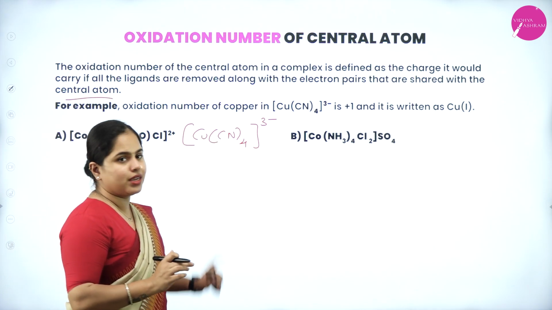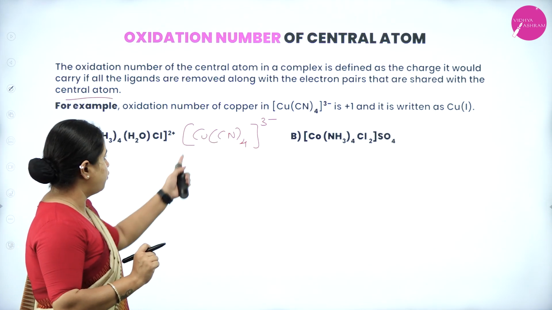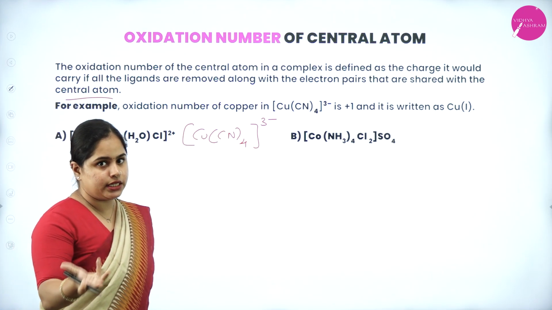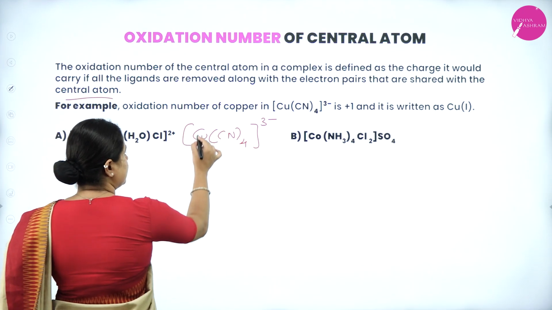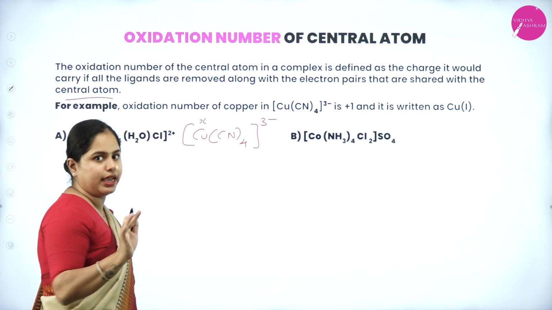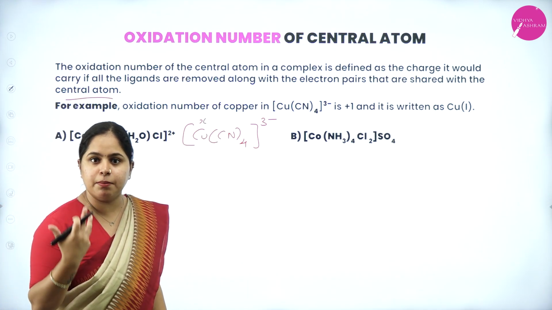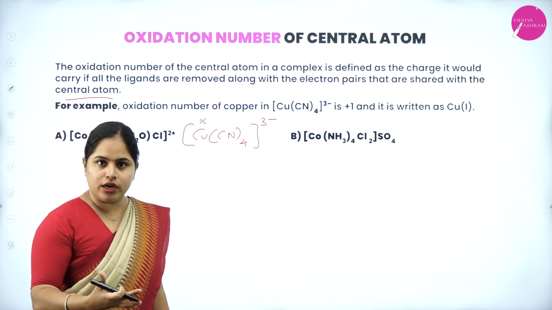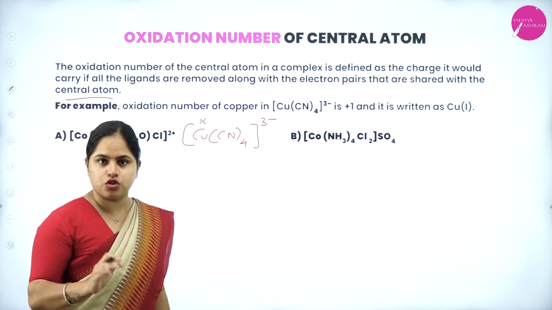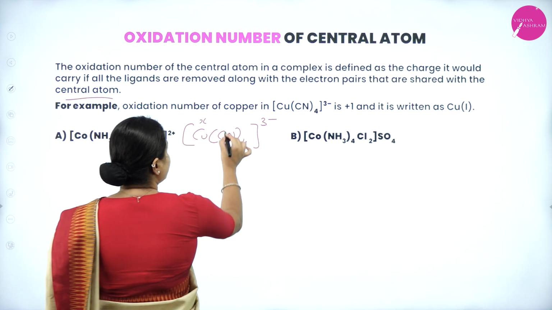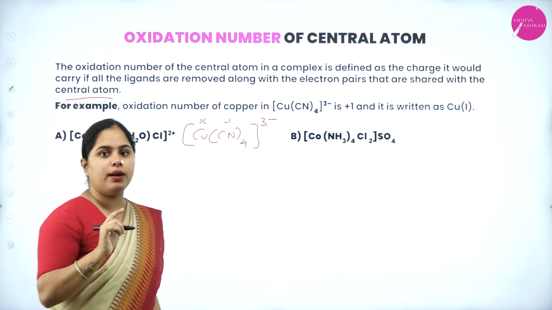So as of now, you can see CN- here, right? Of course, copper is the central metal atom. So we don't know the oxidation number of the central metal atom. That is what we have to calculate. I keep it as X, because I don't know. And CN is generally CN-, so it is an anionic ligand and it is monodentate also. We have studied in the previous session itself. So each CN will carry 1- charge.